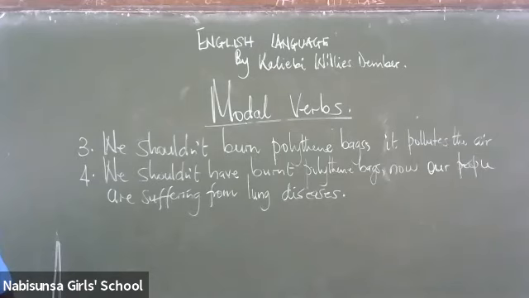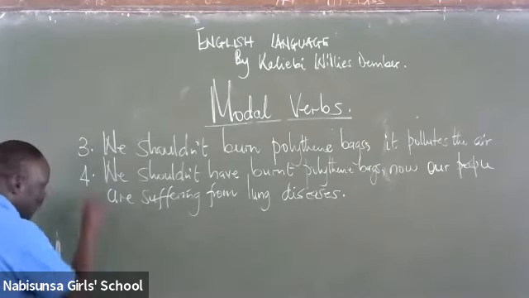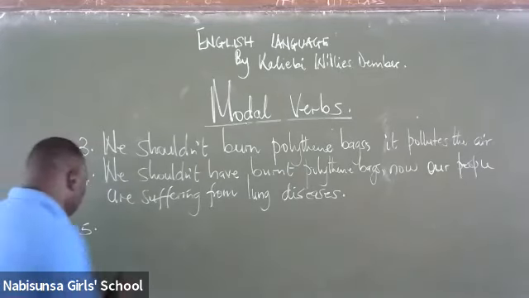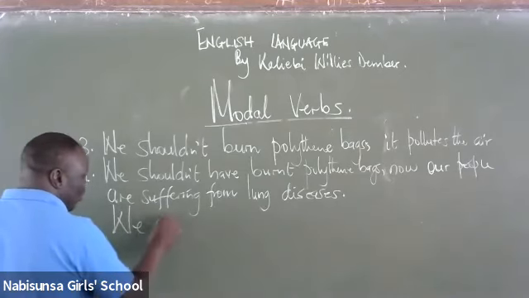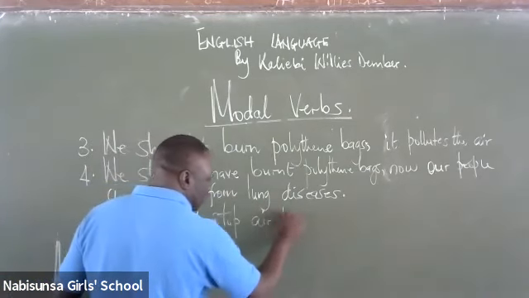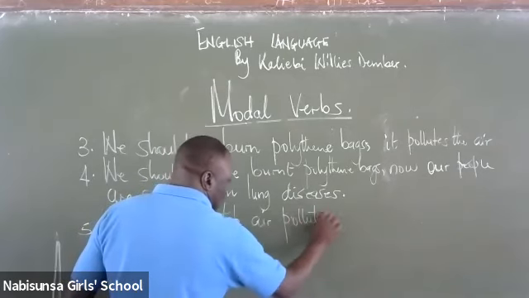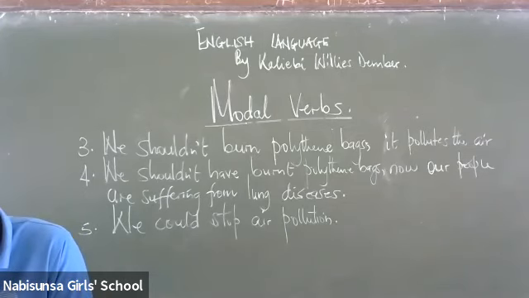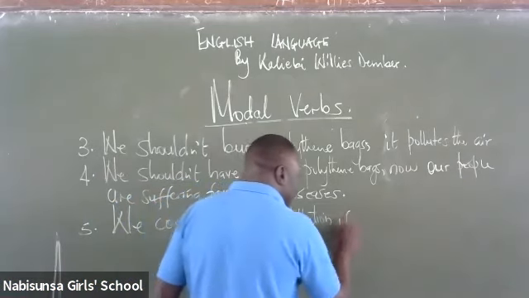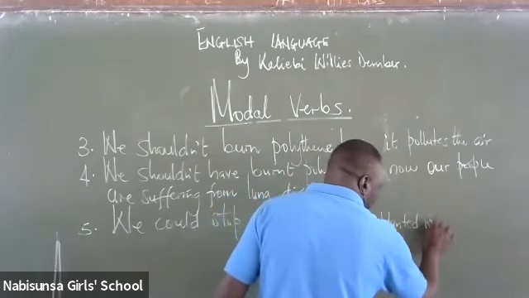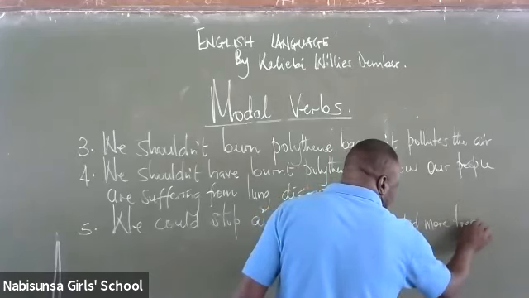Now we are going to number 5. Number 5, we are saying we could stop air pollution. We could stop air pollution if we planted more trees.